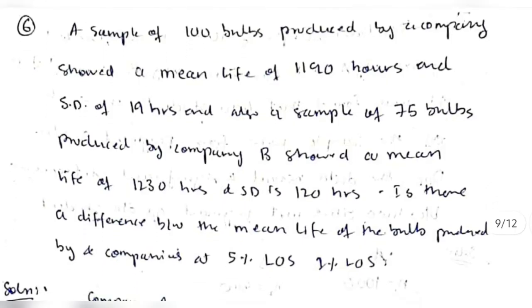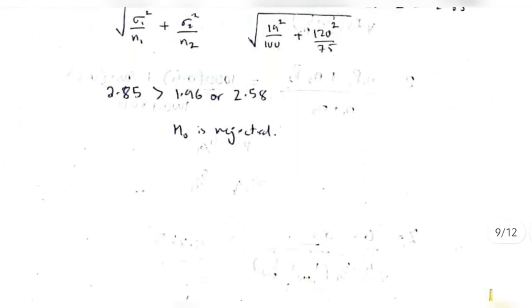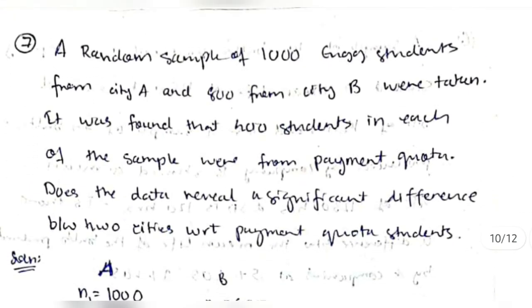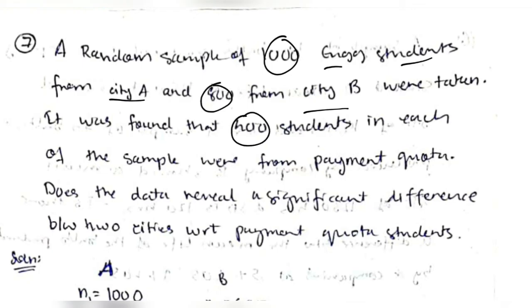In this we were given the mean life and standard deviation, but sometimes they will give the success rate and the failure rate. For example, in this case also we will be considering two cities, city A and city B. From city A 1000 engineering students came, and from city B 800 came. It was found that 400 students in each of the samples were from payment quota. So our success rate is what? How many students were from payment quota? That number they have given.